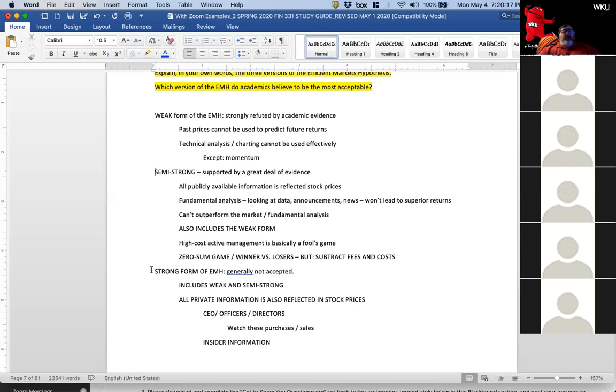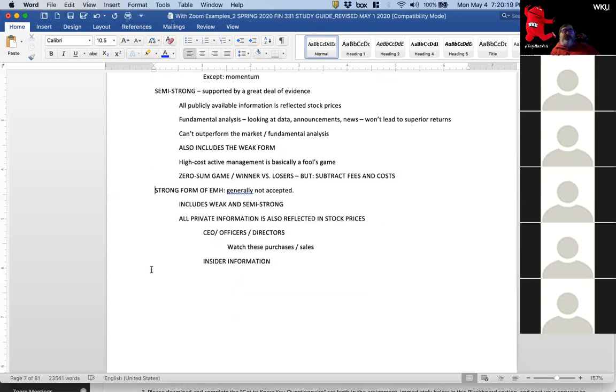All right. So the strong form of the efficient markets hypothesis includes both the semi-strong forms and the weak forms, but it goes further. And it says that private information that has not been publicly disclosed about a company also is reflected in the price of the stock. Well, that's not always the case.